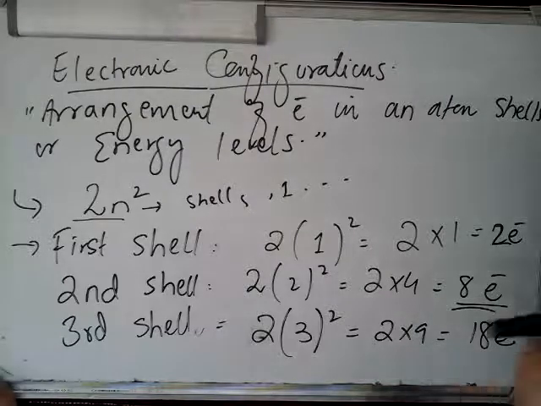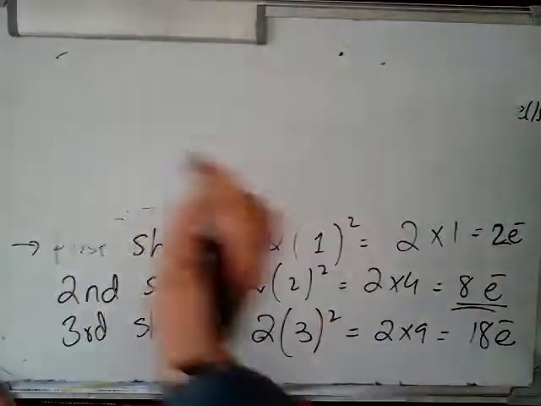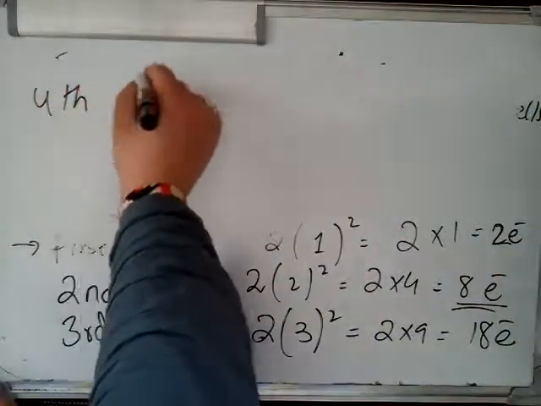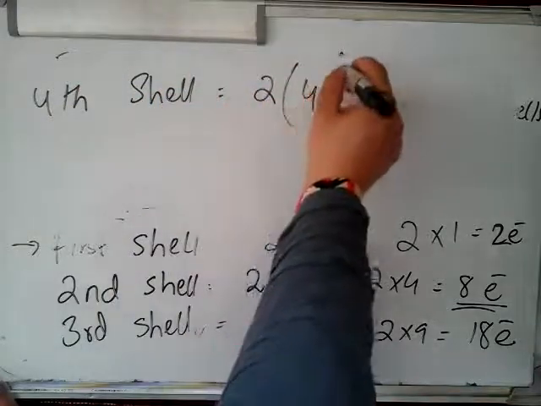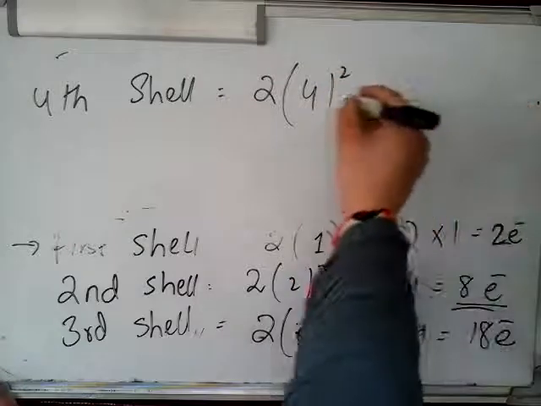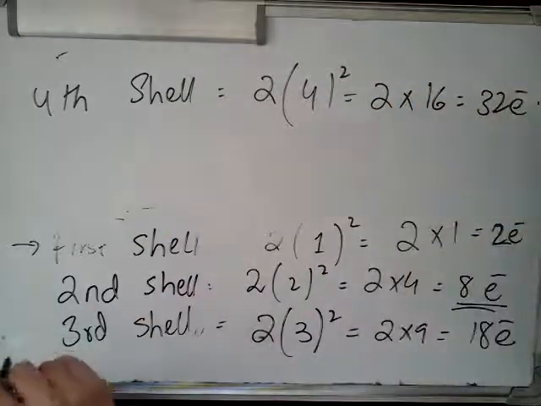In the same case, in the fourth shell, the maximum number of electrons would be 2 into 4 square, 2 into 16, that is 32 electrons.